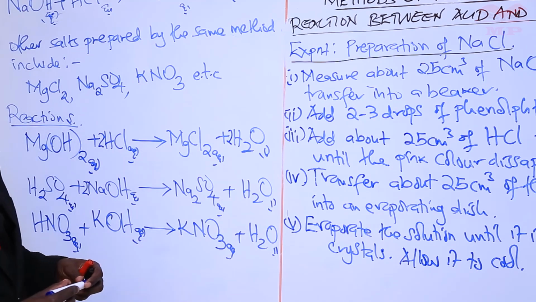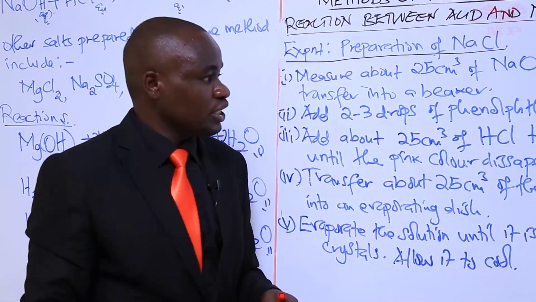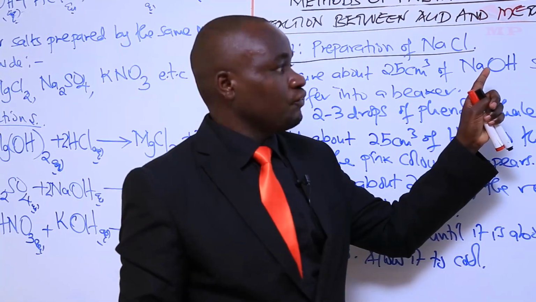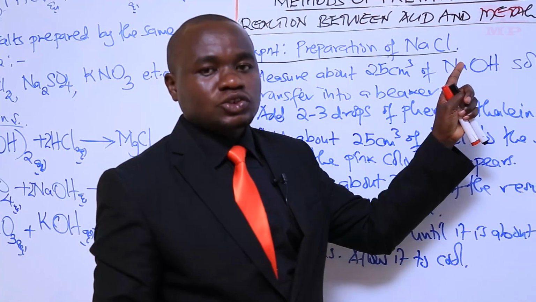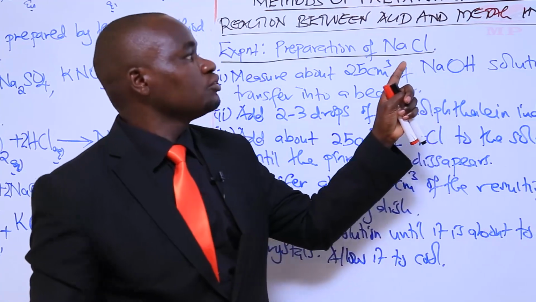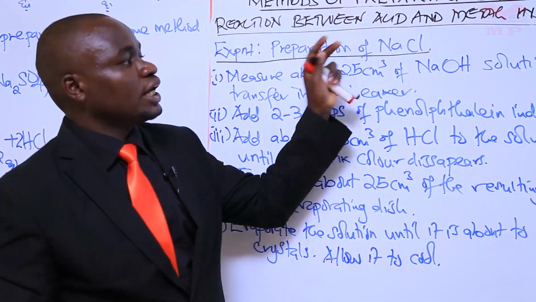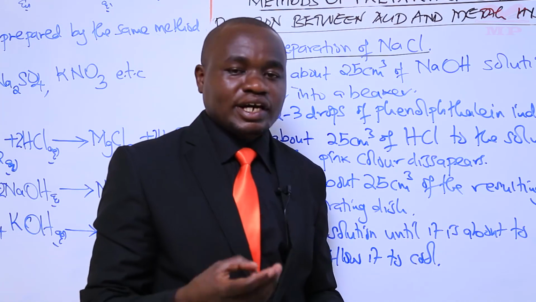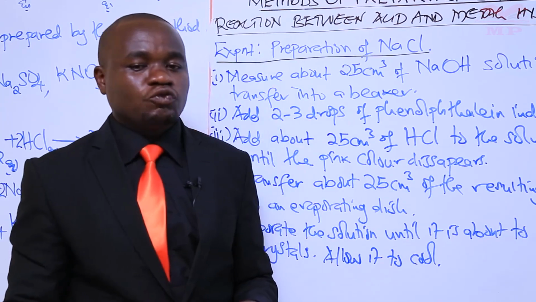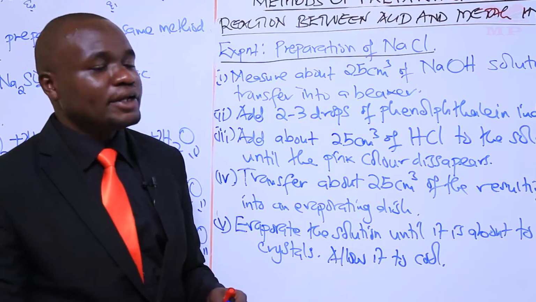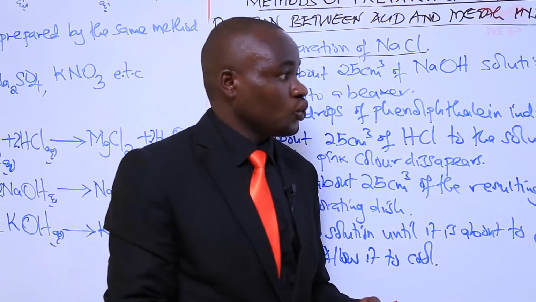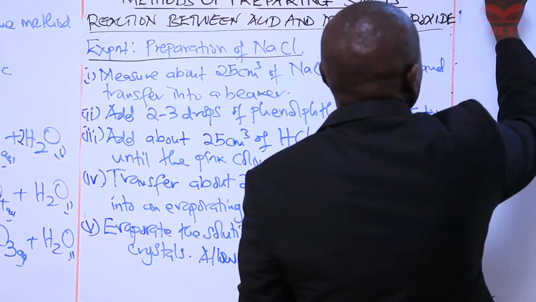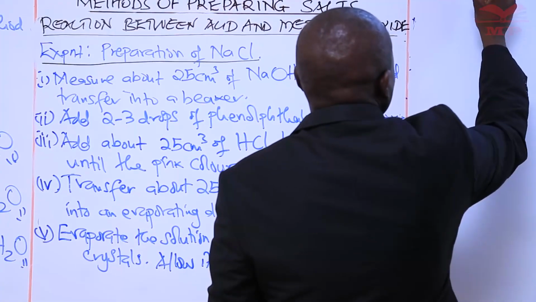So learner, we have come to the end of our lesson. Remember, we have learned method number 3 of preparing salts, which involves the reaction between an acid and a metal hydroxide. We have said the acid reacts with the metal hydroxide to form a salt and water. So I want you to try these questions during your free time.